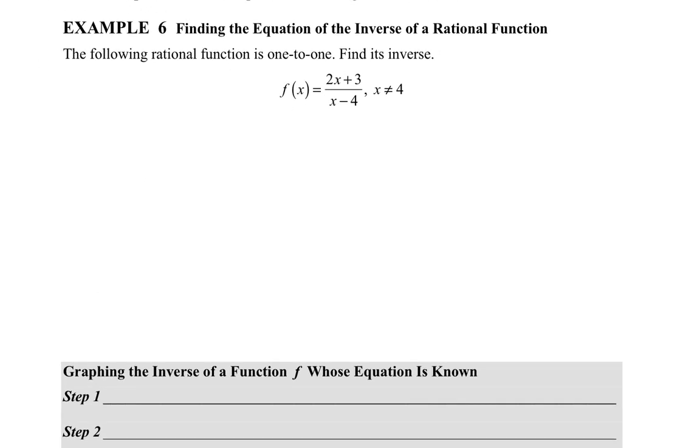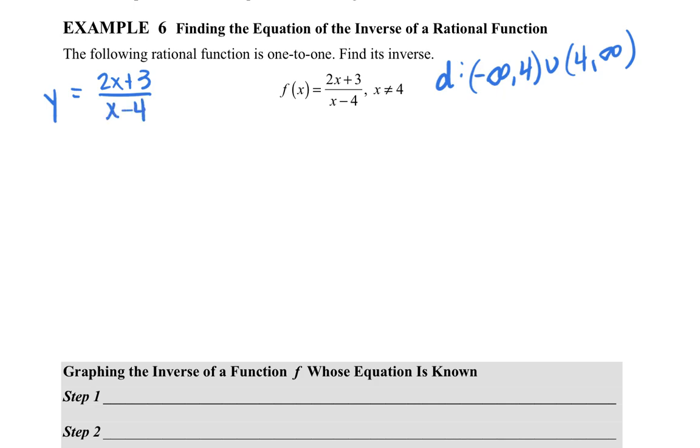All right, so now we're going to look at finding the equation of the inverse when it's rational. So first of all, x cannot be 4. So here the domain on this one is going to be from negative infinity to 4, and then from 4 to infinity. So that is the domain. I'm going to rewrite this as y equals (2x plus 3) over (x minus 4). Remember, the domain of this function is going to be the range of the inverse once we find the inverse.